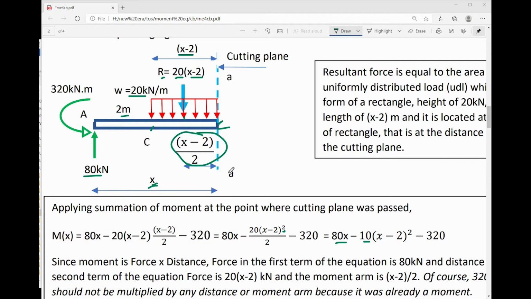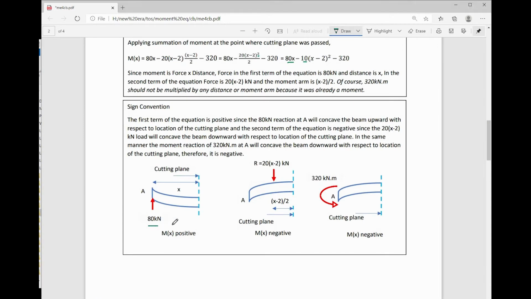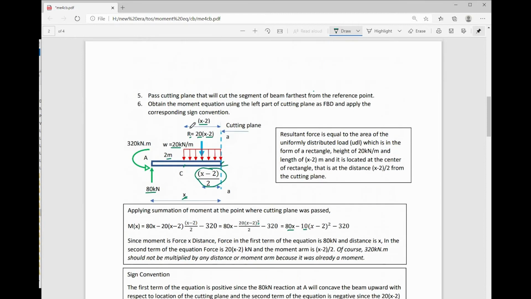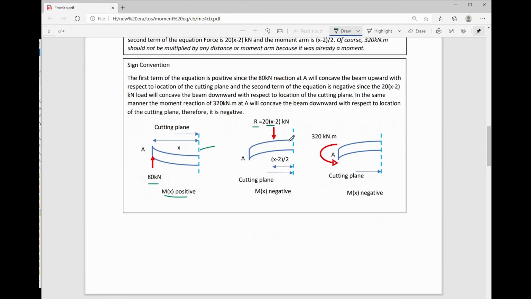We will now determine the sign convention. Since 80 kilonewton will concave the beam upward with respect to the cutting plane, then that is a positive moment. Since 20 multiplied by x minus 2, the resultant of the uniformly distributed load, will concave the beam downward with respect to the cutting plane, that is a negative moment. And since 320 kilonewton meter will concave the beam downward with respect to the cutting plane, the moment will be negative.